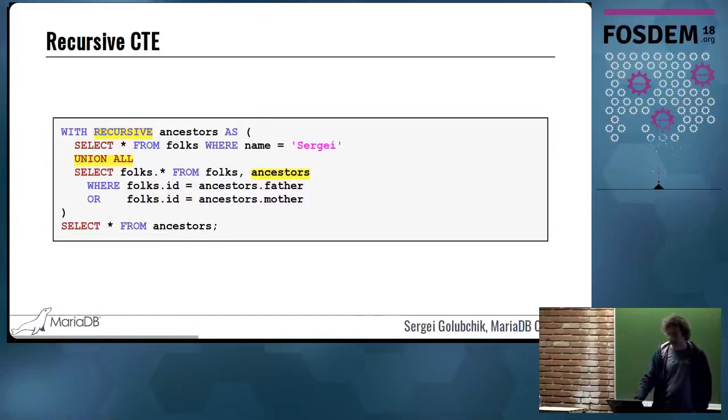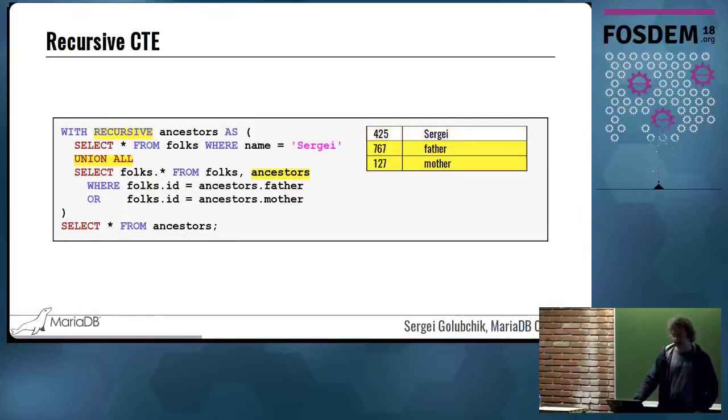So how such a thing would be executed? First, in this recursive CTE, we have a select from the folks table where name equals, well, me, and the result gets a row for me. Then we do union all, and we do a join of what was already found, that is the row with me, with the table folks, and that second select finds my father and mother.